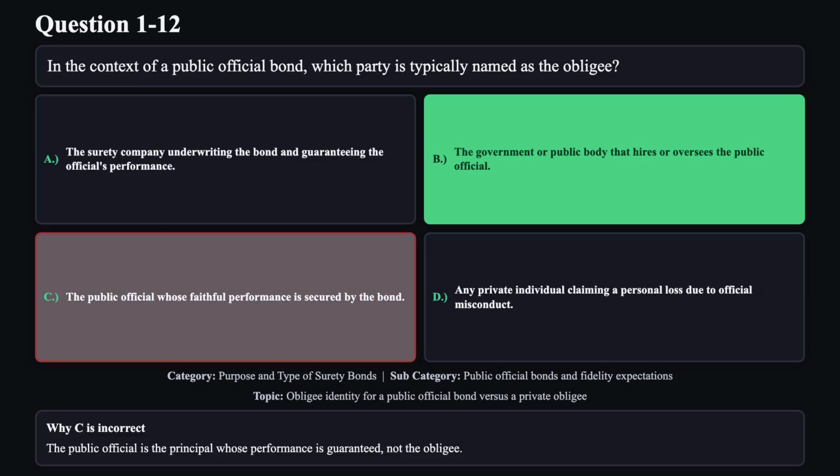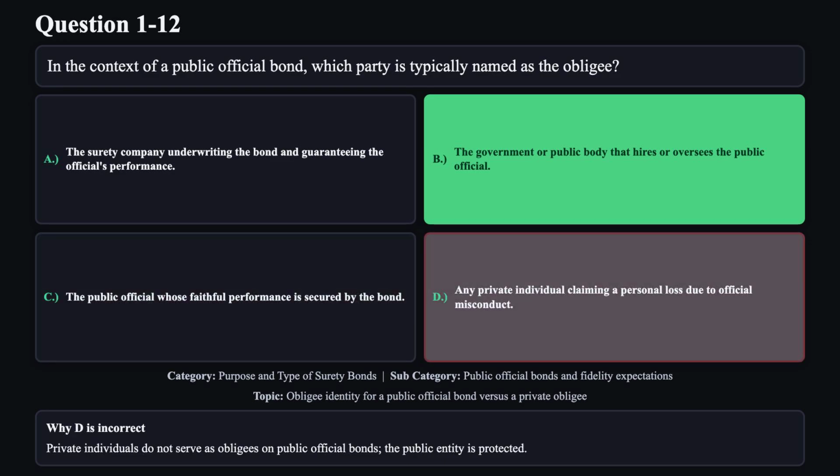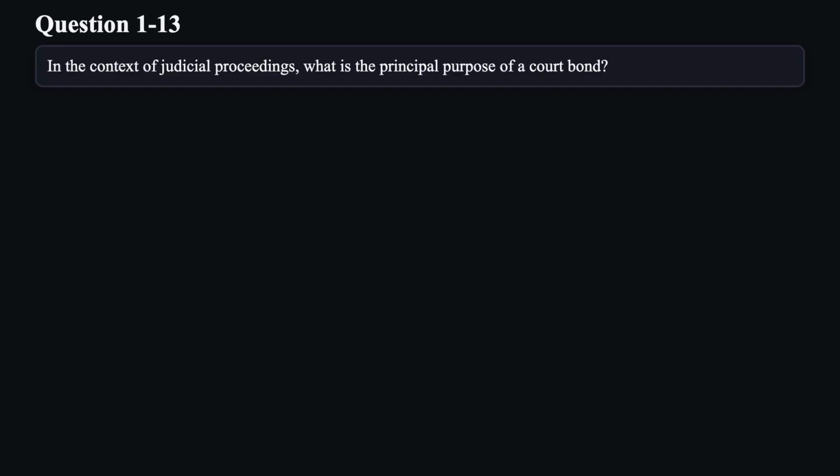Reason C is not correct. The public official is the principal whose performance is guaranteed, not the obligee. Reason D is not correct. Private individuals do not serve as obligees on public official bonds. The public entity is protected. Question 13.